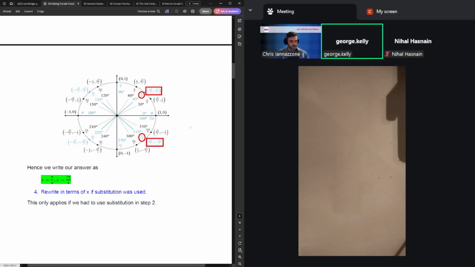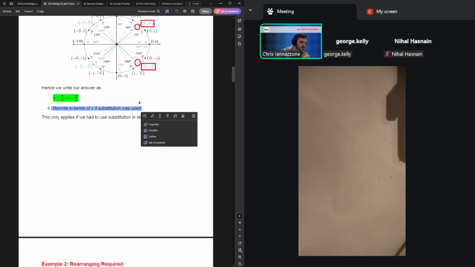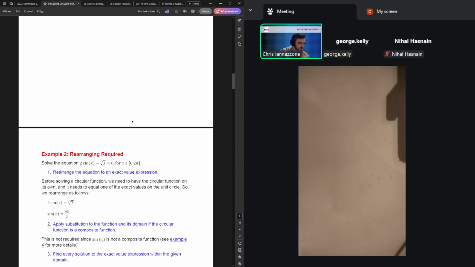Okay, cool. And this step 4 only applies if step 2 applied. So we're going to ignore that one.